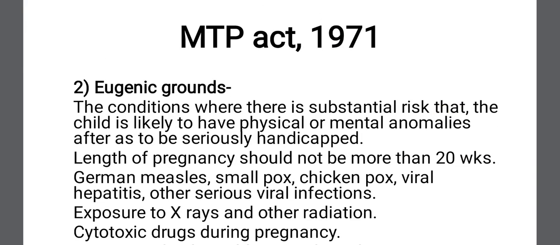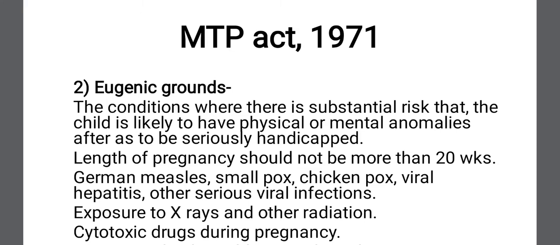Now the second group of causes is eugenic grounds. Eugenic grounds are conditions where there is a substantial risk that the child is likely to have physical or mental anomalies. Maybe during the third or fourth month, if the lady has undergone ultrasonography and it has been detected that the baby has severe physical anomalies, or physical anomalies have been detected on ultrasonography or other investigations, it will be very difficult for the family to take care of such a baby, or very difficult for that baby to survive after the birth. In these cases you can go for the decision of MTP.